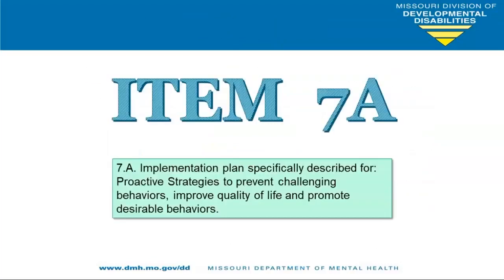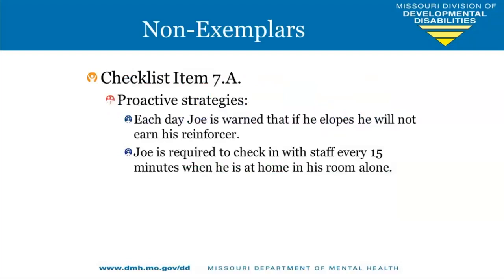7A, implementation plan specifically described for proactive strategies to prevent challenging behaviors, improve quality of life, and promote desirable behaviors. So let's look at something that does not meet that. Each day, Joe is warned that if he elopes, he will not earn his reinforcer, and he's required to check in with staff every 15 minutes when he's at home in his room alone.